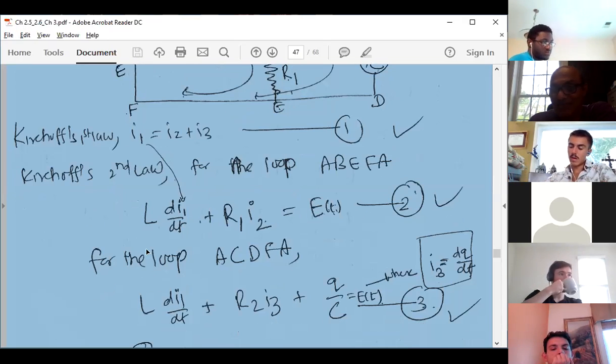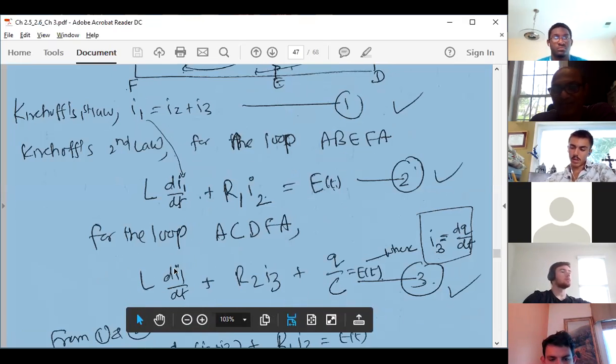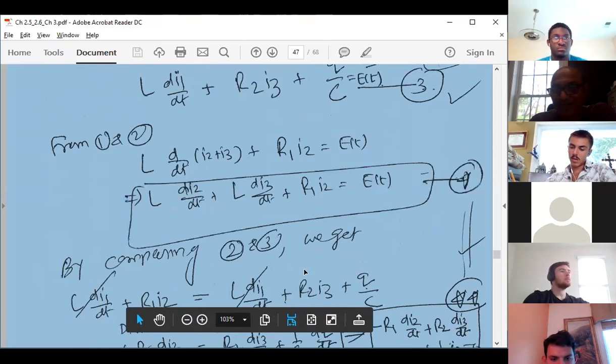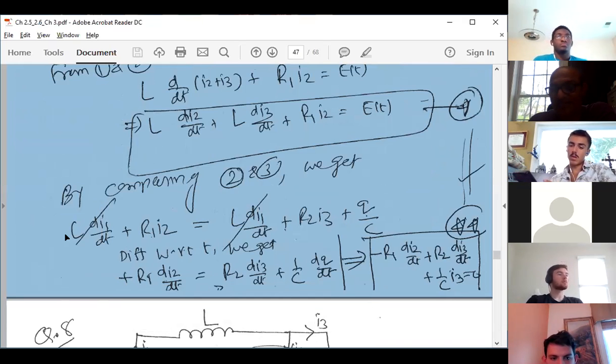If I focus on equation 2 and 3, and if I compare these two equations, because E(t) is there, if I write this left-hand side equal to this left-hand side, because both the right sides are same, so this equal to this, and I can cancel di1 like this. So if I compare 2 and 3, this L di1 will get cancelled because I don't want even inductance. So cancel this one, and inductance and di1 is removed. It's gone. What is left out? R1 I2 equal to R2 I3 plus Q over C.